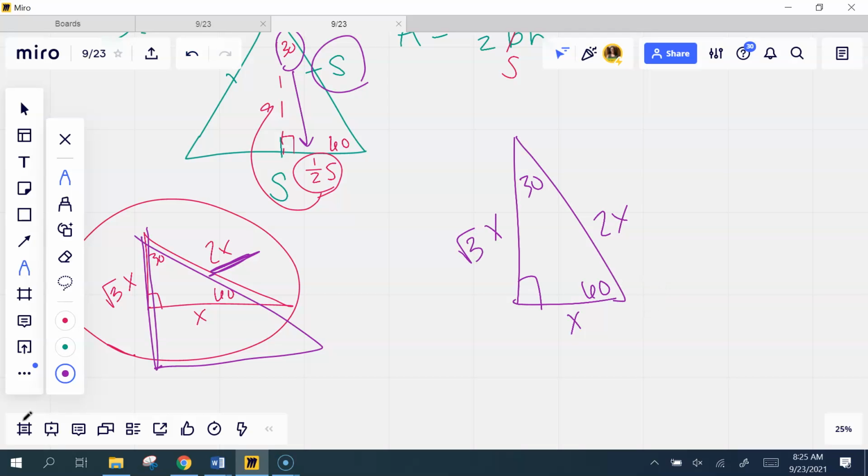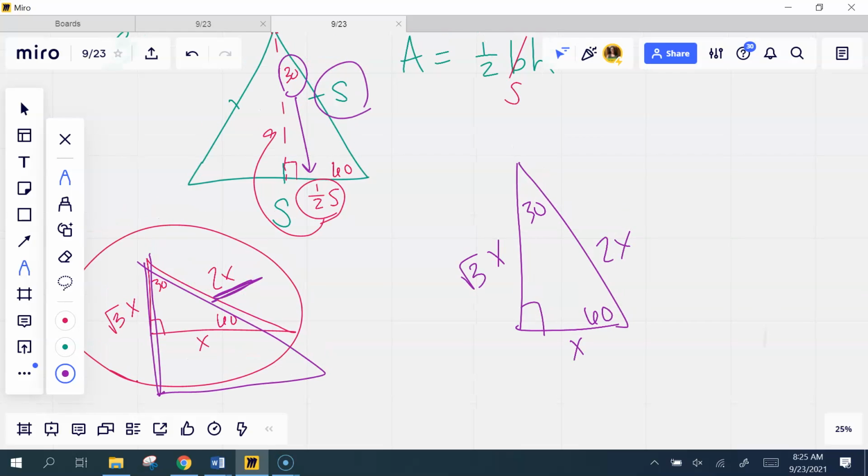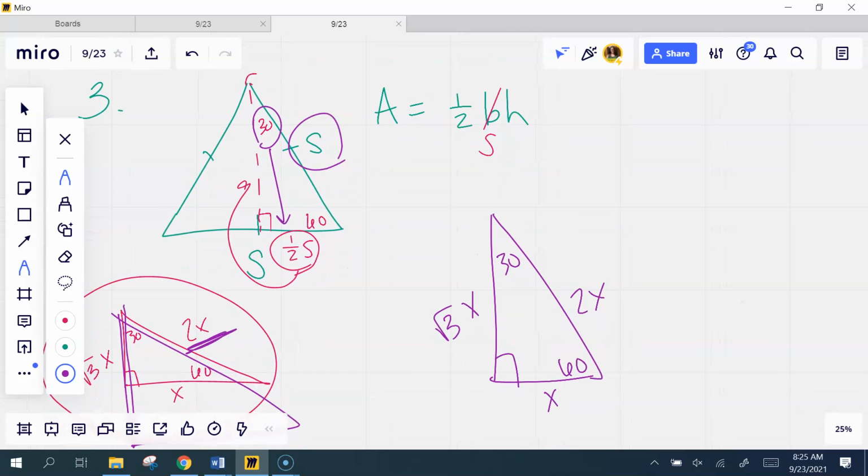Figures are not drawn to scale on the bottom left. Shouldn't the 60 and 30 be flipped? No. Are you talking about based on my equilateral triangle or based on a 30, 60, 90 triangle? It's not to scale. So look at the purple triangle.